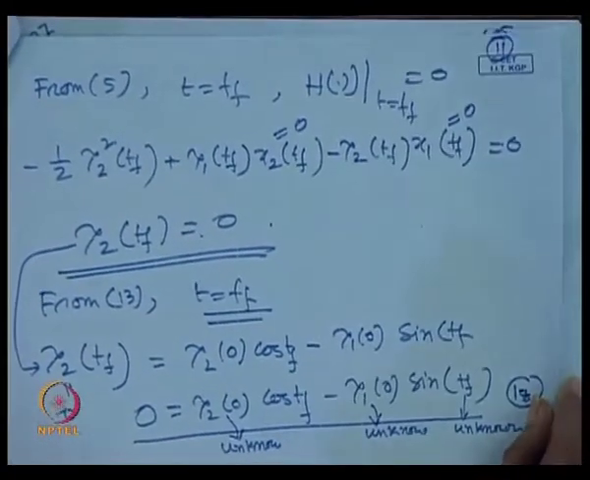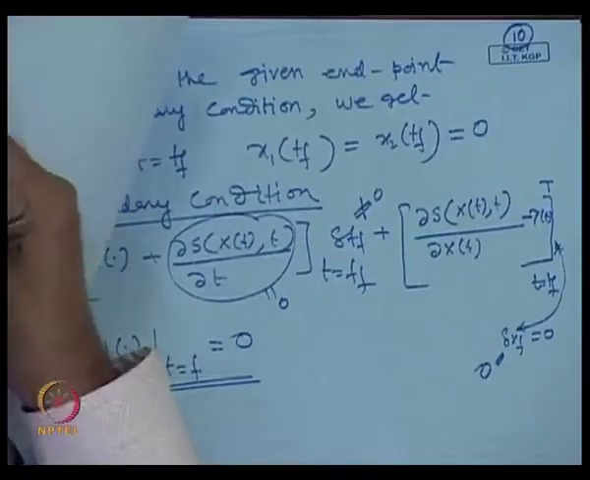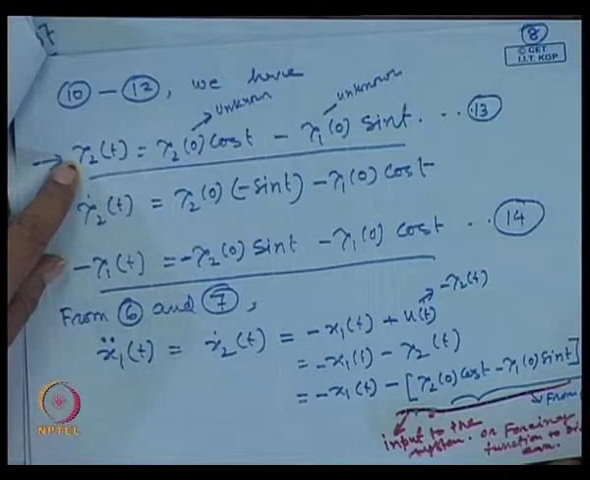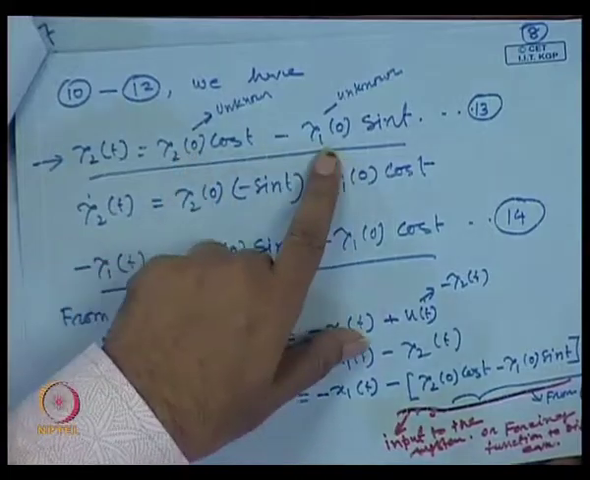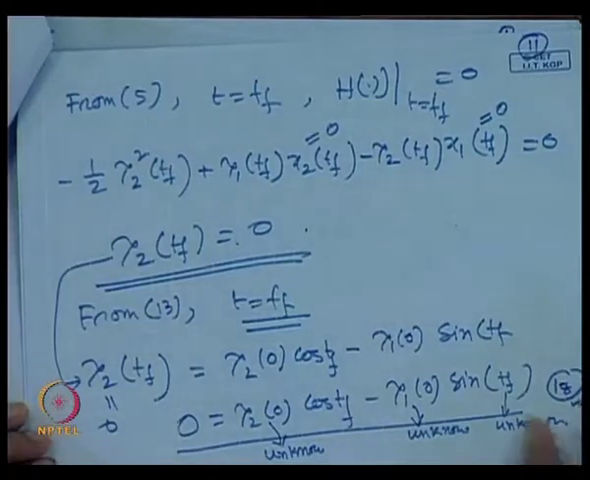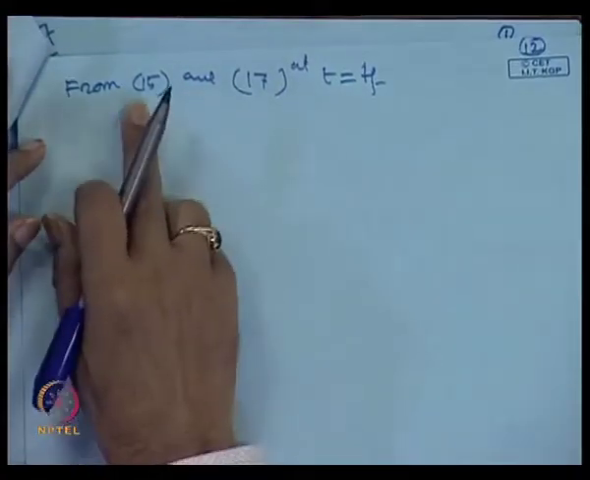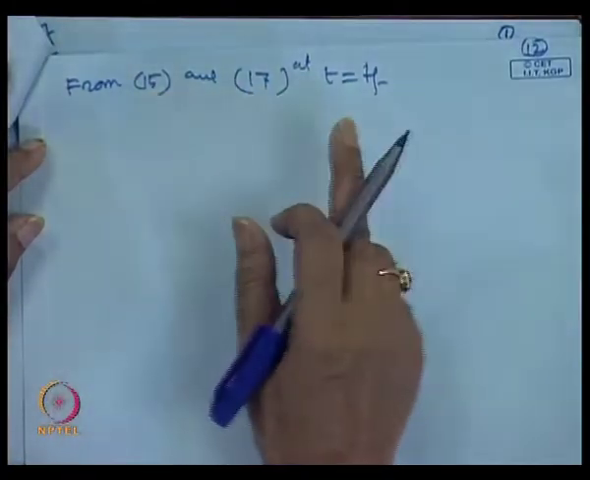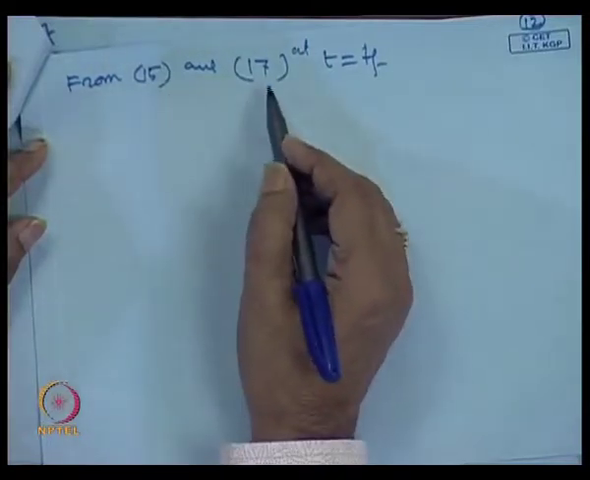Now, first the expression for lambda 2 of t, which we got earlier. Here the unknowns are lambda 2 of 0 and lambda 1 of 0, so we must know these. We know this equation, and since three unknowns are there, we get another two equations from the state trajectory equations, the x 1 of t expression and x 2 of t expression, 15 corresponding to x 1 of t and 17 corresponding to x 2 of t.